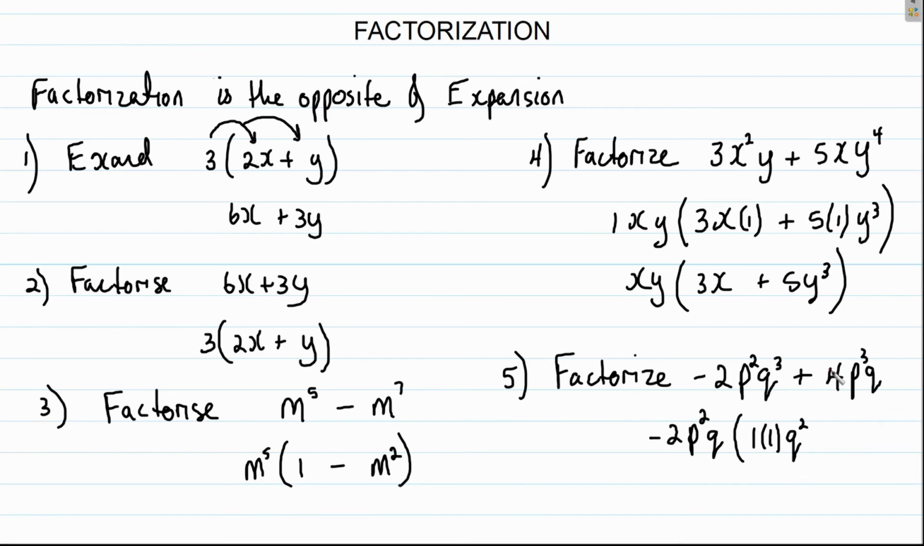Now I divide this positive 4 with this negative 2, and I'll get negative 2. Because you are dividing a positive with a negative, you will get a negative number. Then I divide p to the power 3 with p to the power 2, so I subtract the powers, 3 take away 2, and I'll get 1, so that will be p to the power of 1, which is simply p. And when I divide q with q, I will simply get 1.